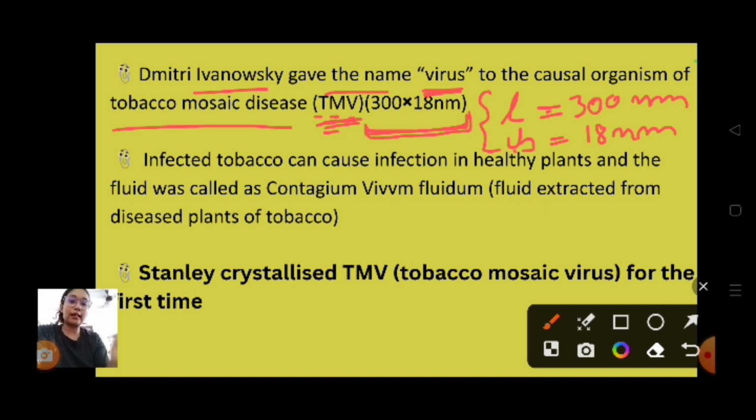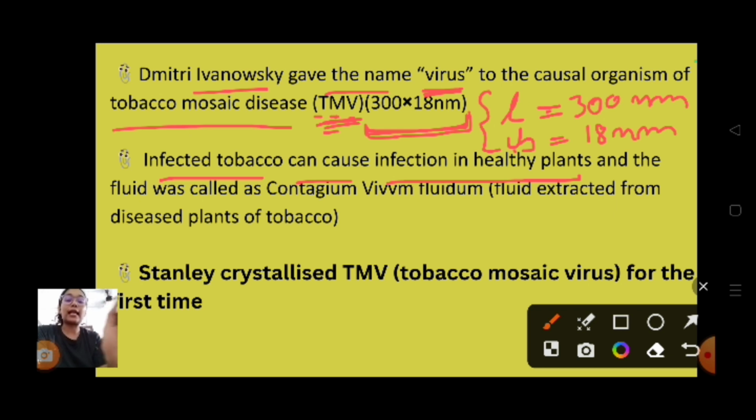Suppose there is an infected tobacco plant and nearby there are different plants. If a tobacco plant is infected, then the rest of the plants will also get infected. Alright, see this point: infected tobacco can cause infection in healthy plants present nearby.